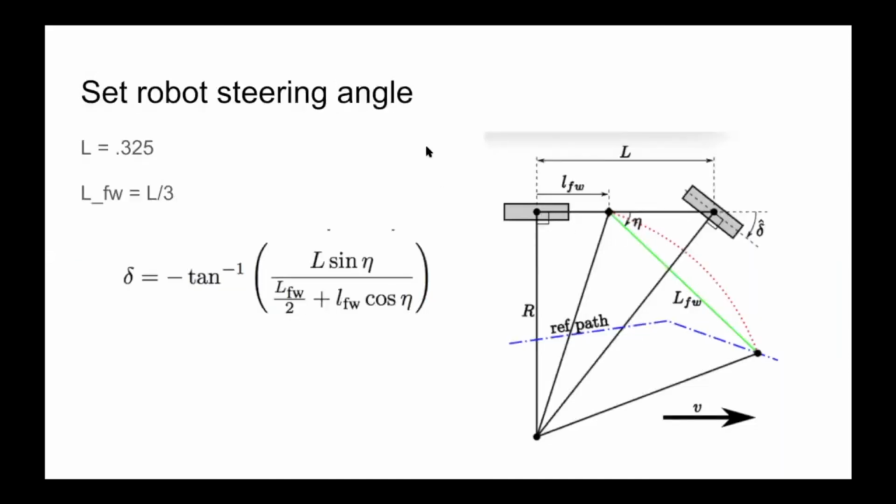This is done by following the equation given from lecture slides. In our case, the length of our robot is big L, which is 0.325 meters, and L forward is the length of the robot divided by 3, which calculates a certain distance forward from the rear axle of the robot. We are solving for delta, which is the desired steering angle of our robot, to follow the curvature that would lead it to its goal point calculated previously.